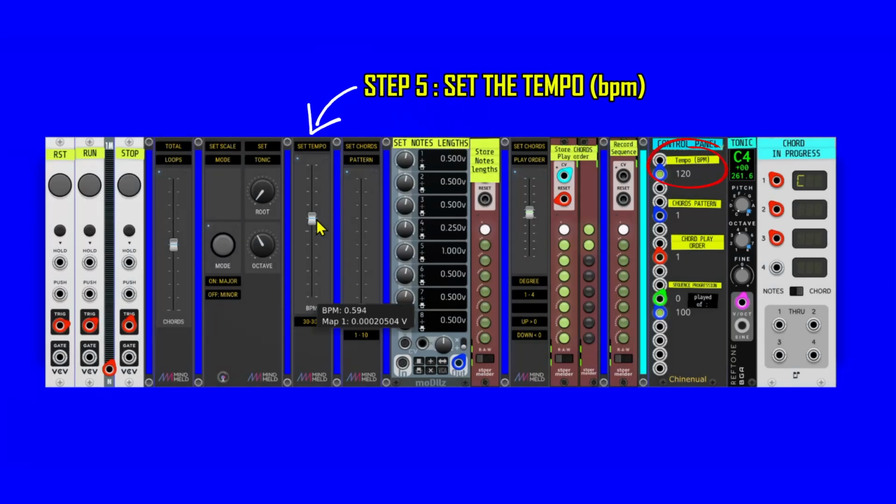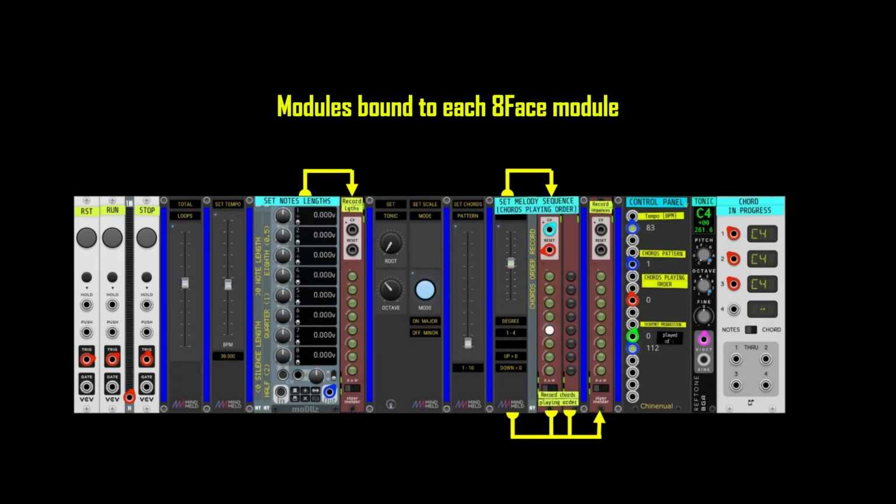The very last step is to choose the tempo at which the melodies will be played. This is done using the dedicated fader. All settings are displayed, either during input or during performance, by the control panel. Let's now take a closer look at some of the patch's features.